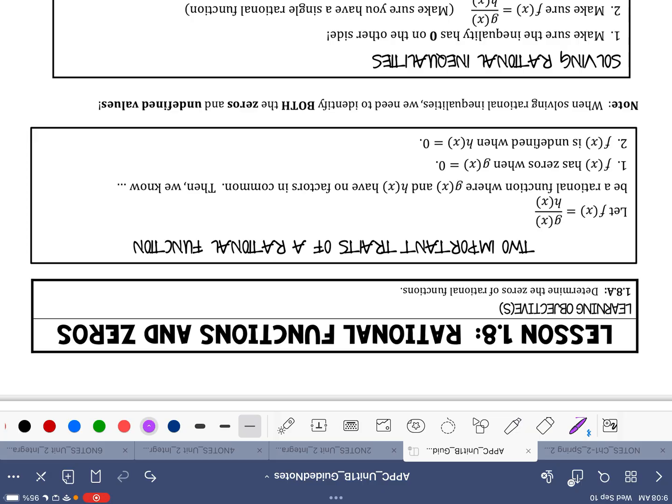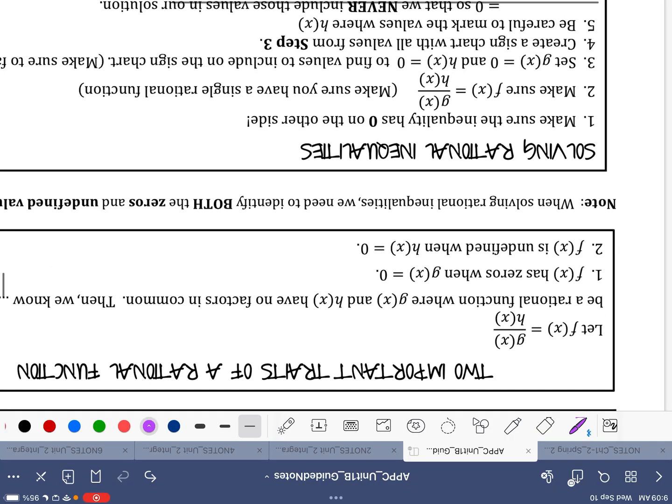So 1.8 is dealing with zeros and actually vertical asymptotes. But we're going to be doing the zeros and vertical asymptotes as inequalities and figuring out where the rational function would be positive or negative. So that's why I think this is kind of new for you. So if a rational function has no common factors between g and h, that means that there's no holes. Remember, holes are if I can cancel from the numerator and the denominator.